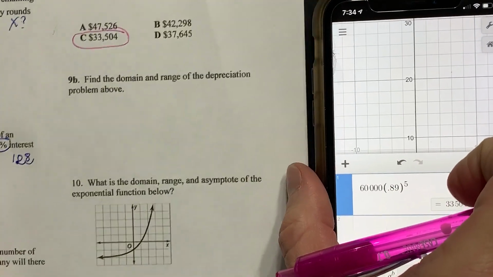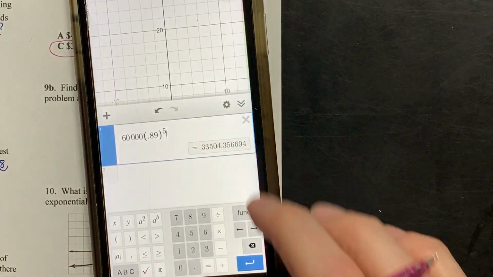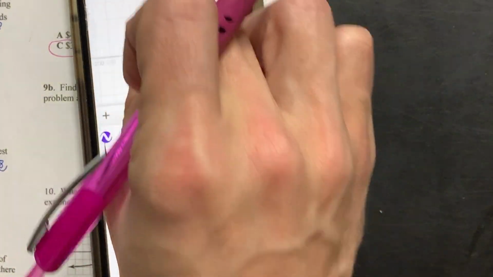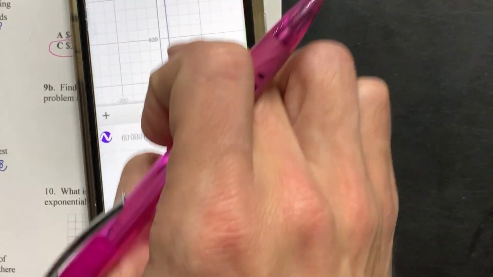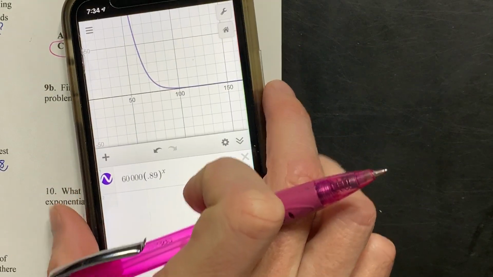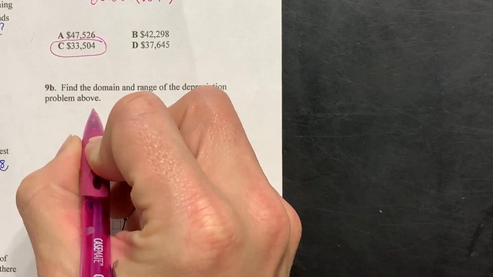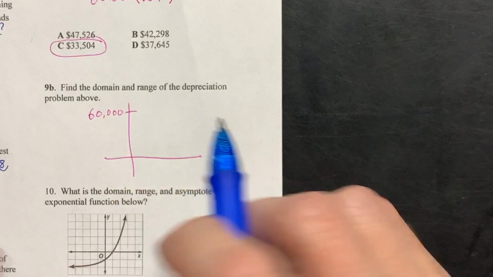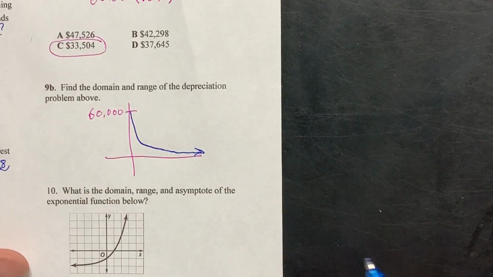9b, domain and range of that problem above. Similar to the one we just did. I don't care about the graph that Desmos gives me. What is the, oh, it's 60,000. I'd have to zoom way out to see it. You can tell that it goes down and kind of approaches 0, but that's an ugly graph. I want to sketch my own version. It starts way up here at 60,000 and goes down like that.